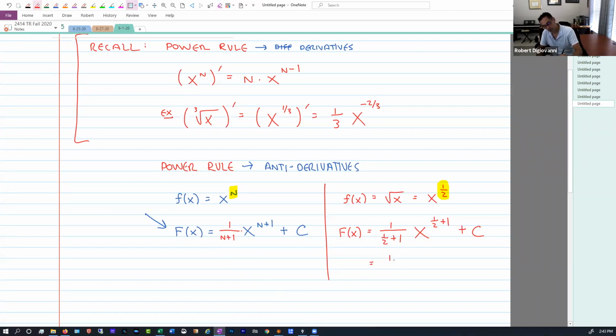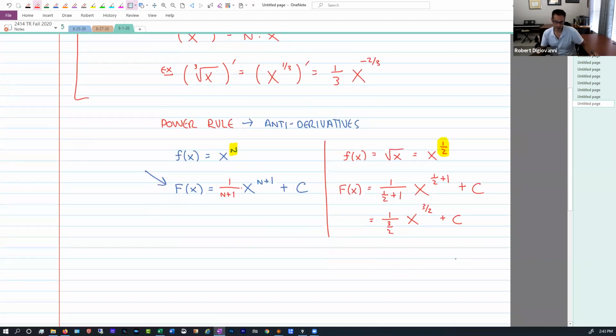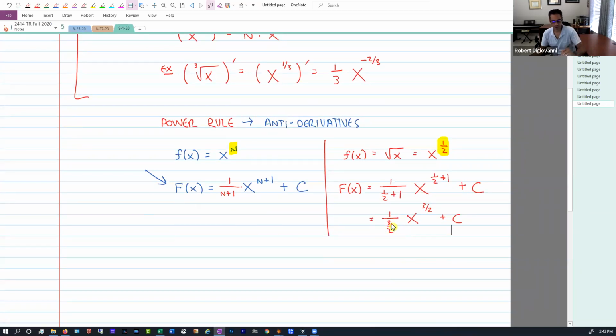Now that's equal to 1 over 1/2 plus 1, which is 3/2. And then x to the 1/2 plus 1 is 3/2, plus c. And 1 divided by a fraction is the same as the reciprocal, so we get 2/3 x to the 3/2 plus c, and we can box that up. So that's what we're saying the general antiderivative of square root of x is.